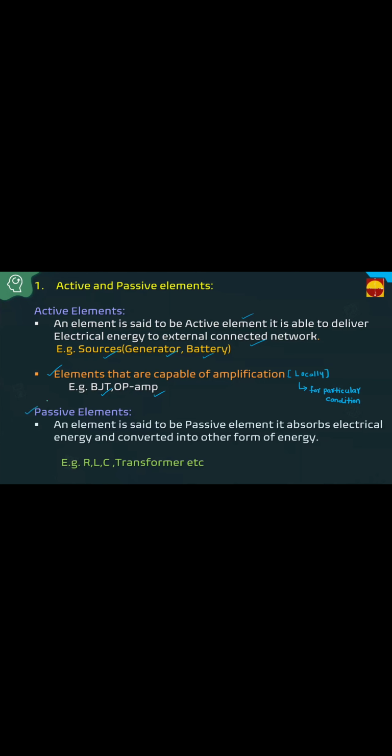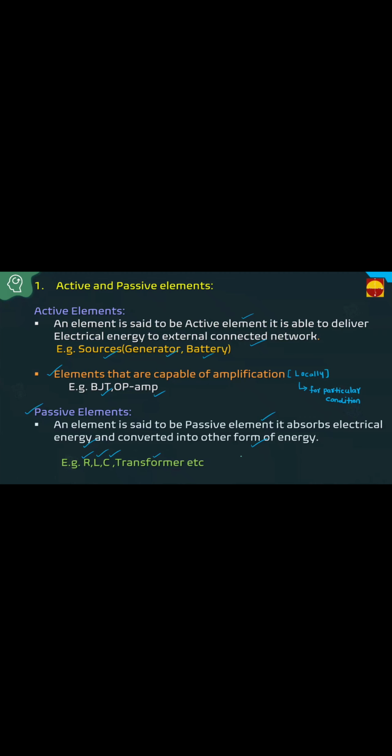Then what are passive elements? When is a particular element said to be a passive element? An element is said to be a passive element if it absorbs electrical energy and converts it into another form of energy. Take the examples of resistor, inductor, capacitor, transformer. All these are passive elements which take the electrical energy and convert it into another form of energy.